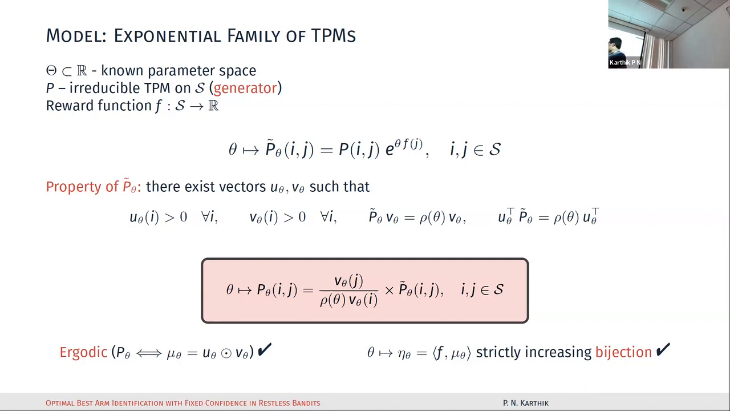It's just the entry-wise product of U theta and V theta. U theta and V theta are vectors. U theta is a certain left eigenvector and V theta is a certain right eigenvector of this P tilde matrix. Both of them are equal length vectors. Take the corresponding entry-wise product, you will get another vector. That vector is mu theta.